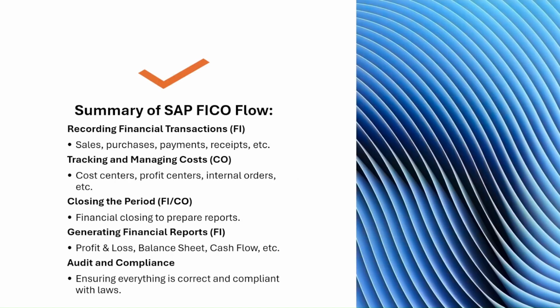So if I just summarize the complete SAP FICO flow, whatever we have seen: the first step is recording the financial transactions, how much sale there is, how much purchase, how much payment we have received. Everything we record in the financial transactions. Then we track and manage with the help of CO, controlling. So cost centers, profit centers, internal orders, all of it comes under CO.